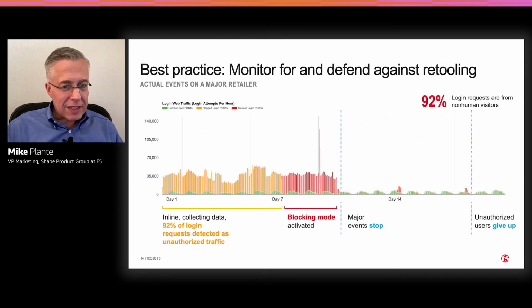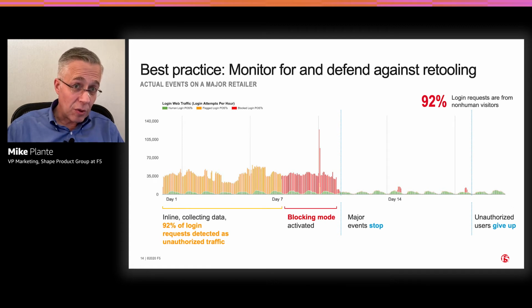The other best practice that we wanted to suggest that you think about is that you have to continuously monitor and evaluate the front doors of all of your applications, web and mobile and API, because the folks that are perpetrating this unauthorized access traffic oftentimes will step back and try again.